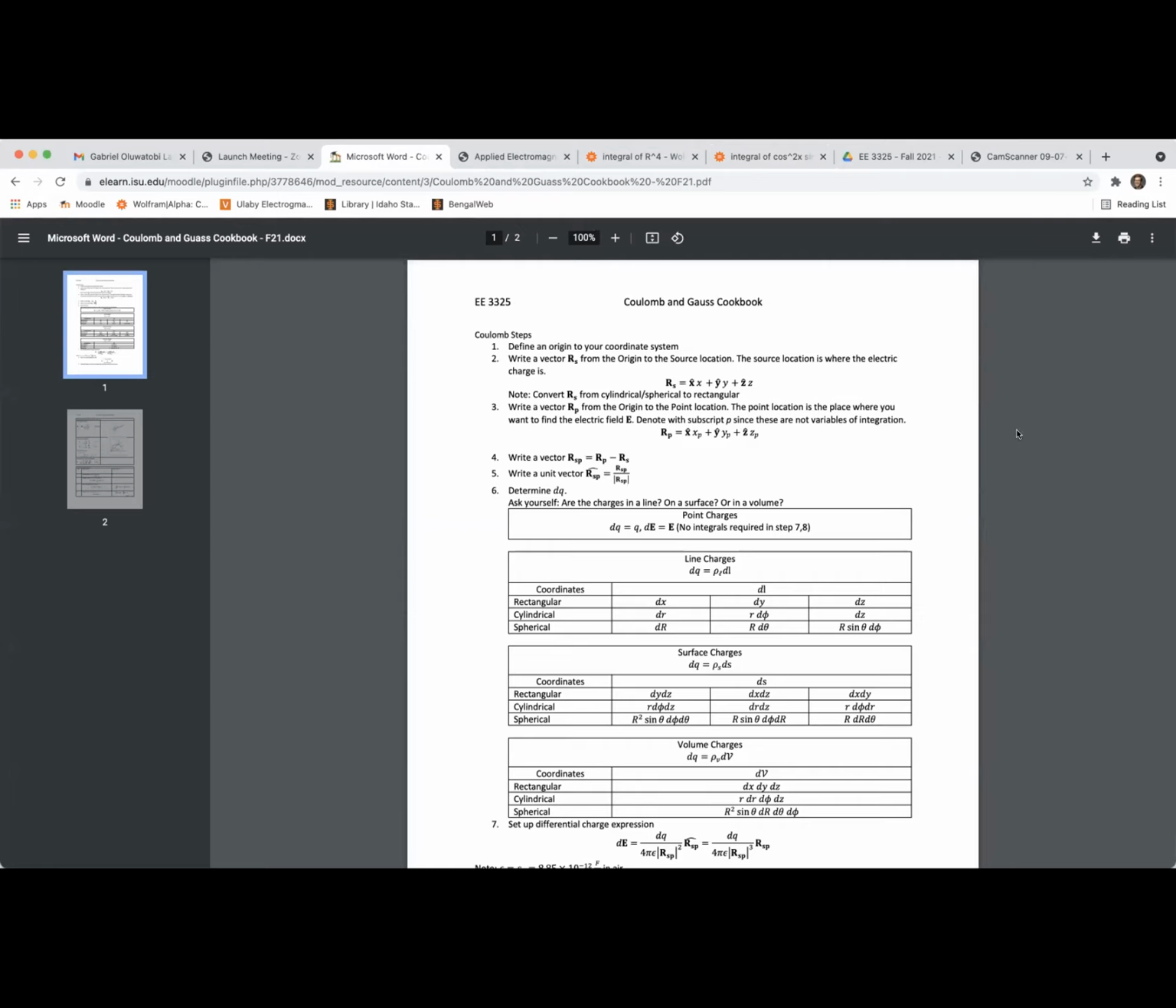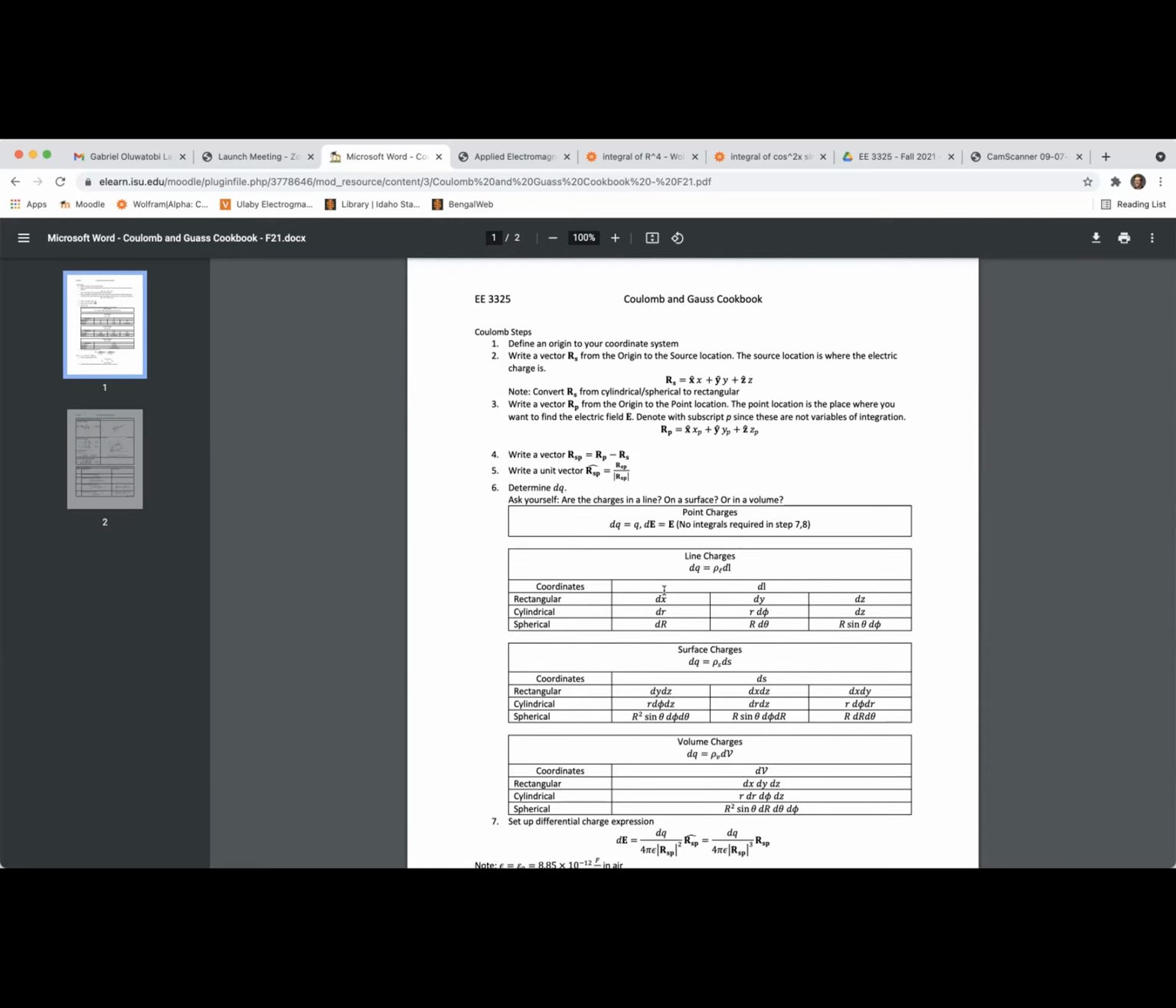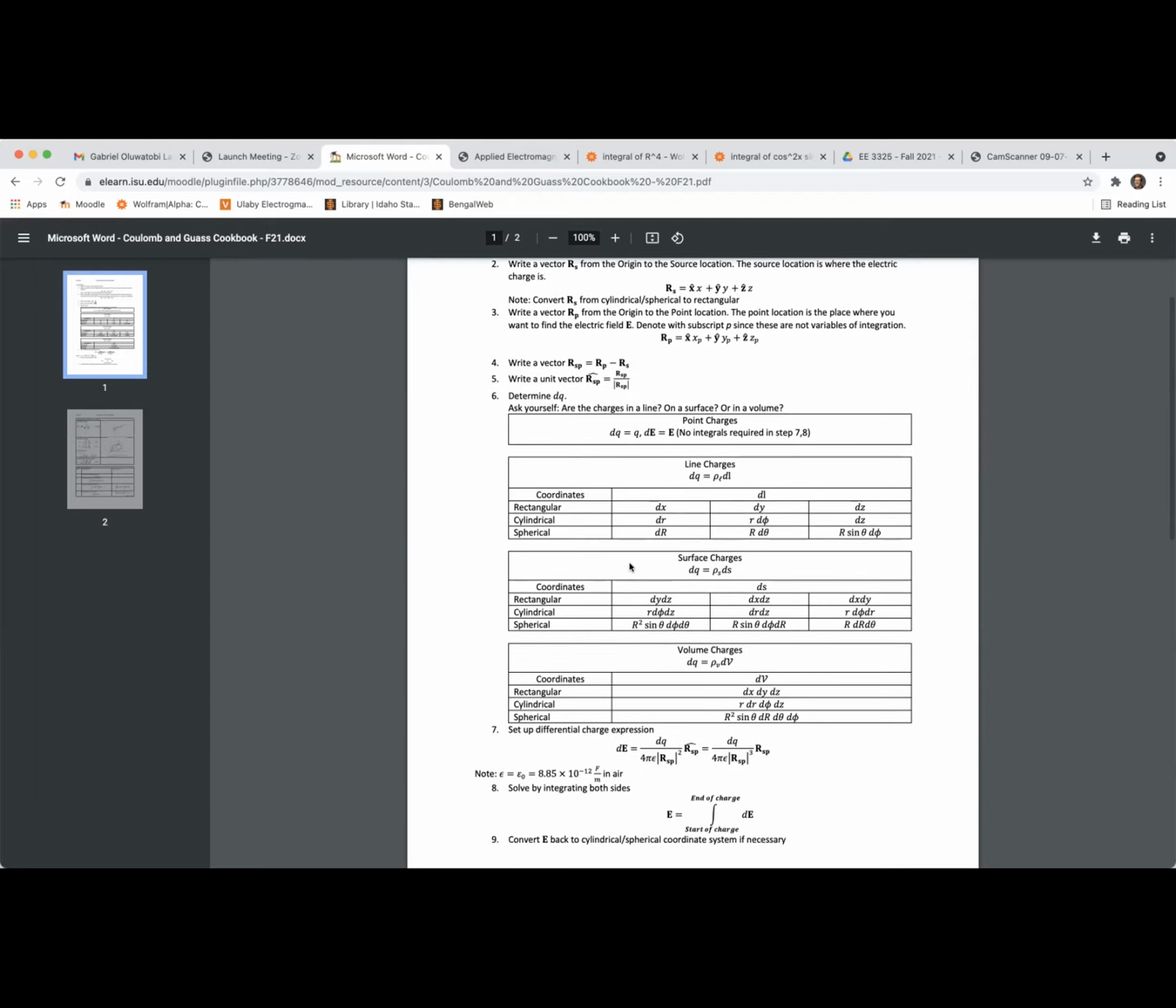So if you don't have that, make sure that you go and get it, and this will help. This helps you to determine how to find the electric field due to charges. So this Coulomb's law is a way of finding the electric field due to a set of charges: point, line, surface, or volume.